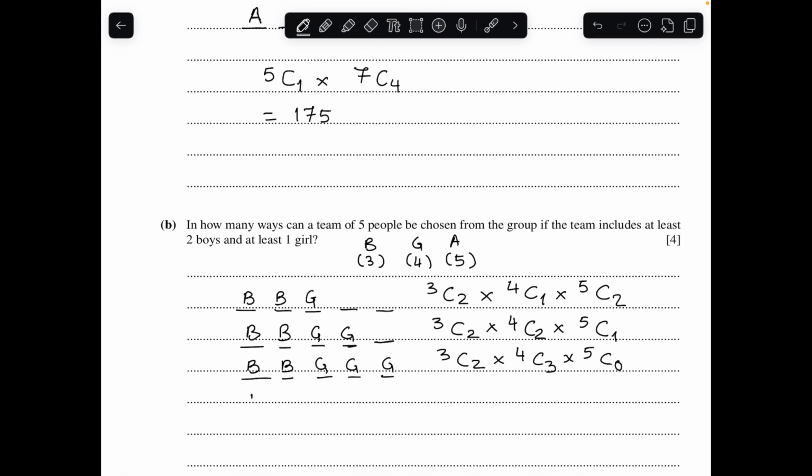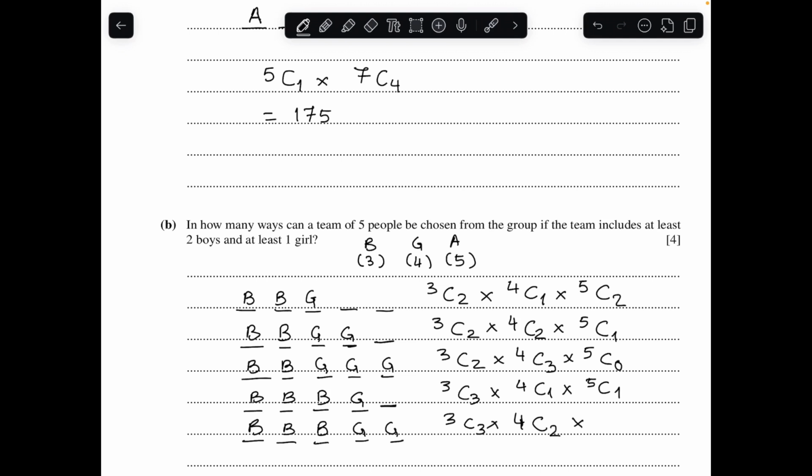So let's play around with the boys now. So let's say instead of 2 boys, I choose 3 boys and 1 girl. And the remaining is an adult. So from 3 choose 3, then we choose 4 choose 1, and we have 5 choose 1. Also possible that you have chosen all the boys and you choose 2 girls. So 3 choose 3 times 4 choose 2, and no need to write, but if you want you could write 5 choose 0.